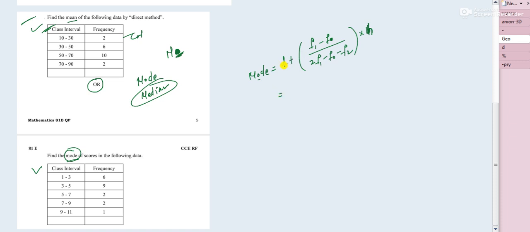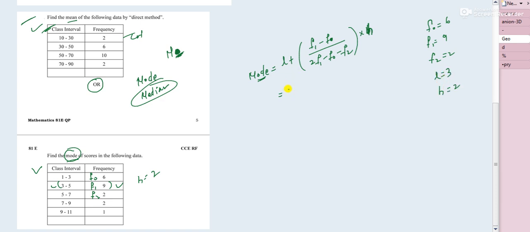Okay. Now what is this L? It is the lower limit of the modal class. How will you get the modal class? The frequency of the modal class will be the highest. So here it is 9. This is the modal class. L is 3. This is f1. So previous to that is f0. Next to that is f2. And h is how much? 5 minus 3 is 2. So you can write the data here: since f1 is 9, f2 is 2, f0 is 6, and L is 3, h is 2.